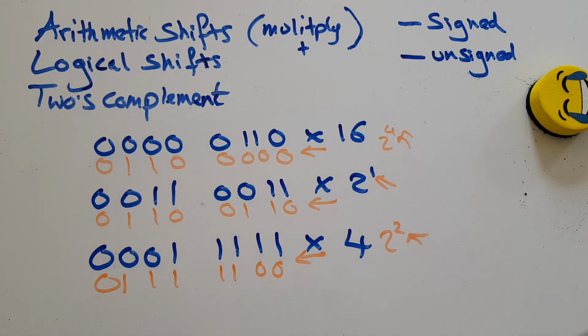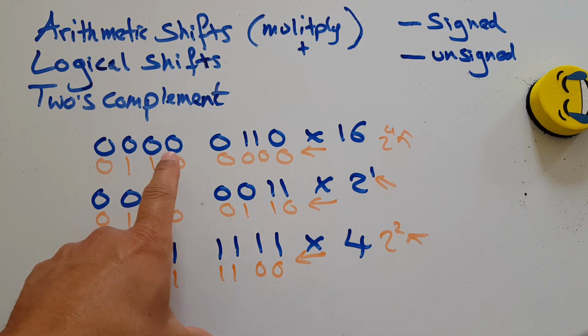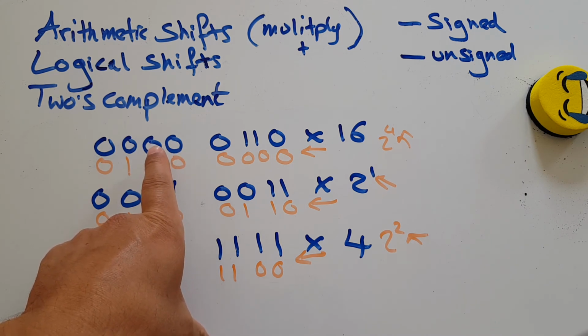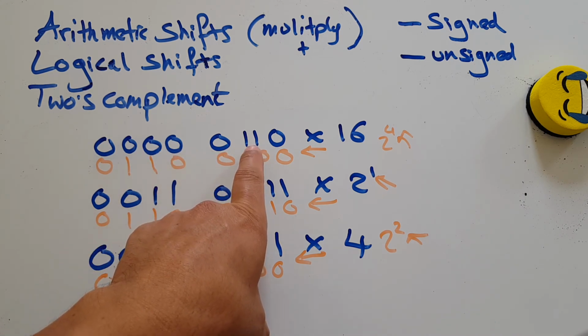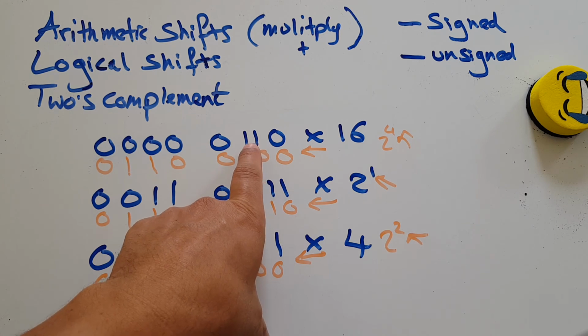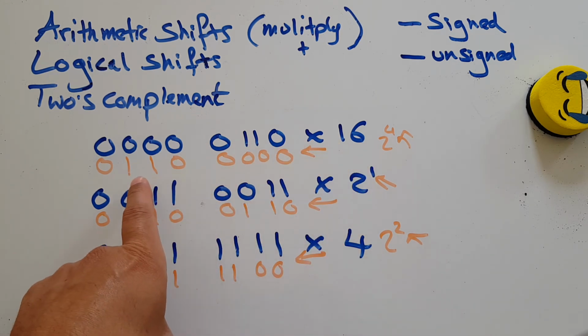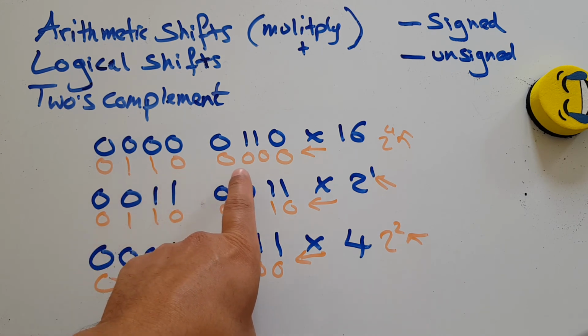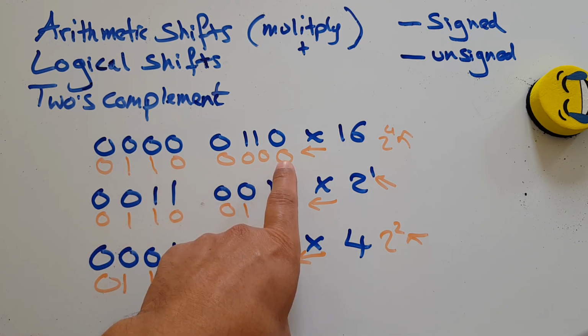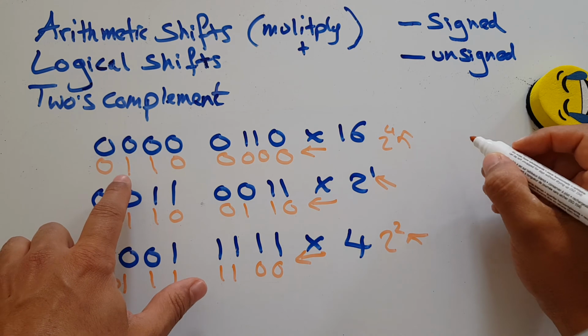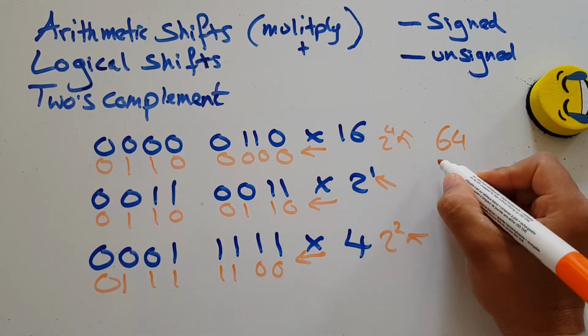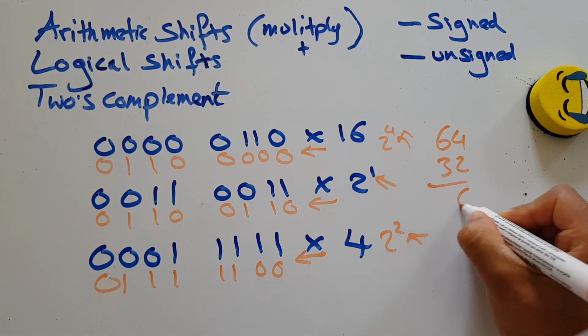And let's have a look. So the top one is the binary for positive 6. Positive 6 times 16, well, that's 96, and that's the binary for 96. Let's just double check that. So I've got a 64 plus a 32, yeah, look, that's 96, so that's correct.